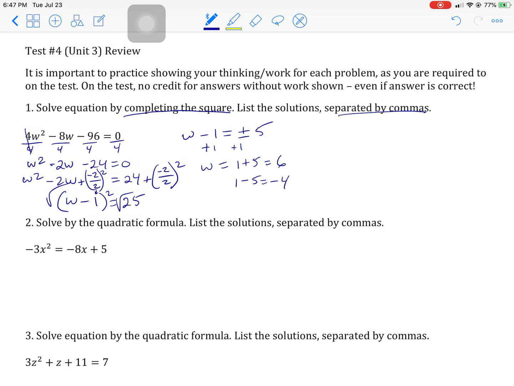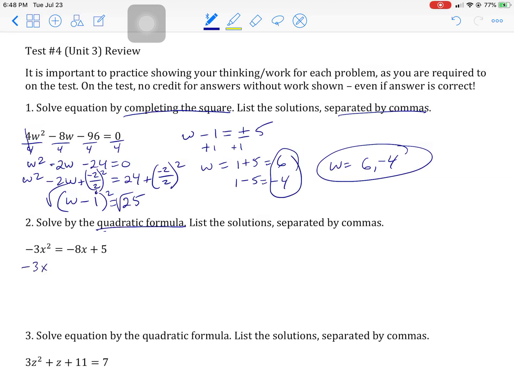All right. Because they are whole numbers, this would have worked if I had factored after removing that, but it said specifically to solve the equation by completing the square. So that was what is required, listing both with a comma between them. Okay? All right, solve quadratic using the formula.